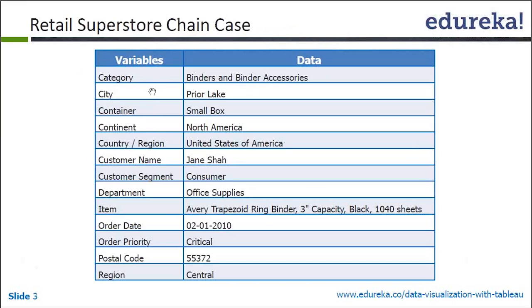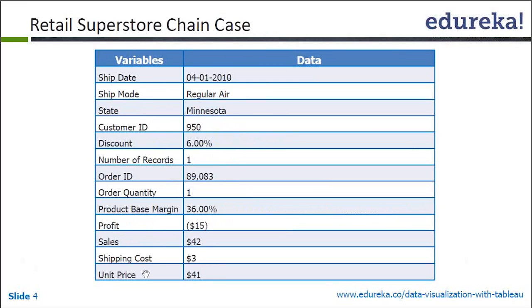Category, city, container, continent, country and region, customer name, customer segment, department, item, order date, order priority, postal code, region, ship date, ship mode, state, customer ID, discount, order ID, order quantity, margin, profit or loss, sales, shipping cost, and unit price. Right? Okay. So tell me one thing. I would like to know your views. What is the basic or the first dashboard I should make, or first graph I should make, or one insight which I should surely do?